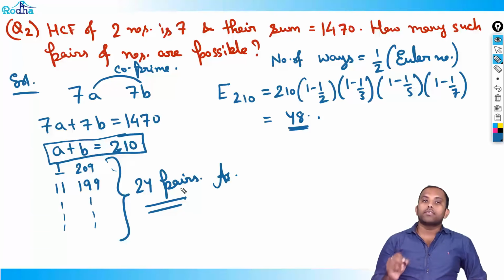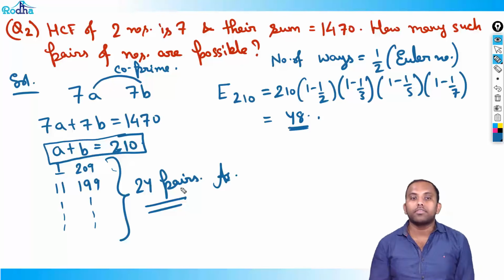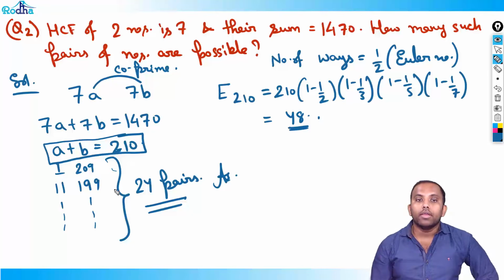Very good concept I discussed in factors about Euler's application. Please watch Factors 12 and 13 videos, right, where we discussed this concept. Very important. What is the concept here? In how many ways can 210 be expressed as a sum of two co-primes, right? So the funda was the same, right?